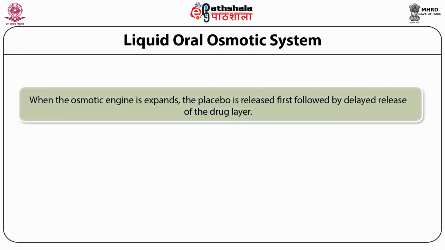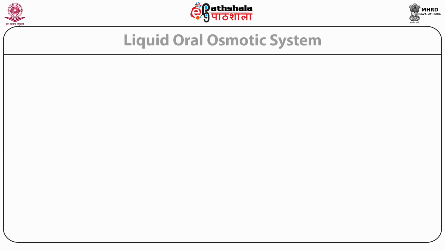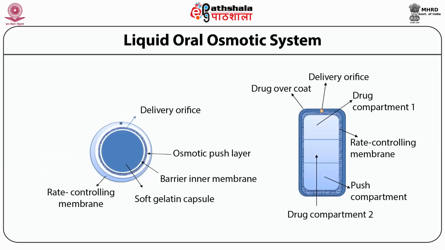So when the osmotic engine expands, the placebo is released first, followed by the delayed release of the drug layer. Drug release can be modulated to be delayed from 1 to 10 hours, depending on the permeability of the rate controlling semi-permeable membrane and the thickness of the placebo layer. Here you can see two structures of such designs and their components. One is an egg-like structure and the other is more or less like a square cell tablet structure. Basically these designs are used in the form of capsules.